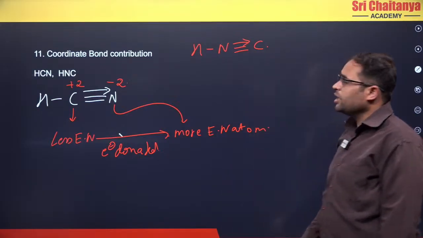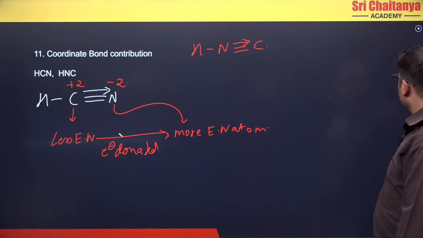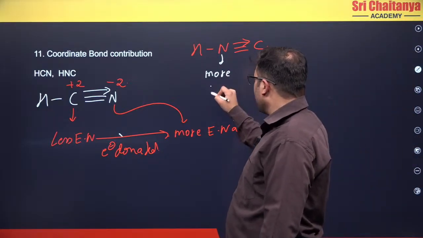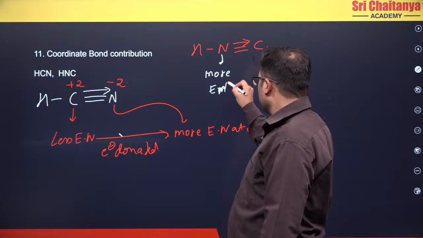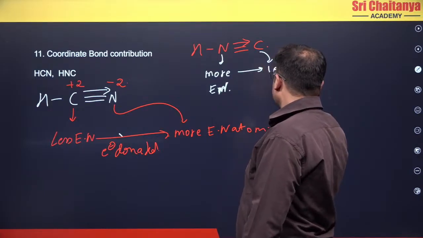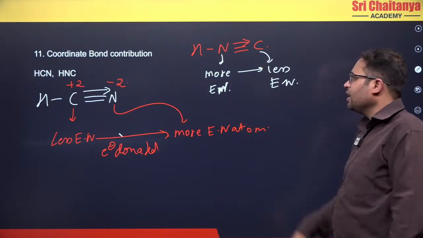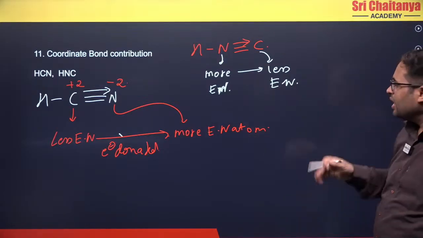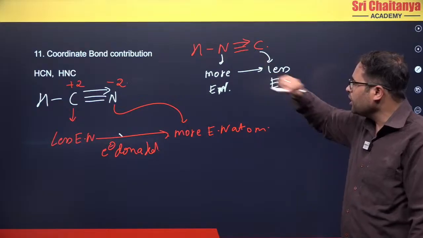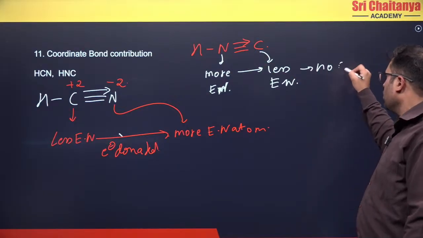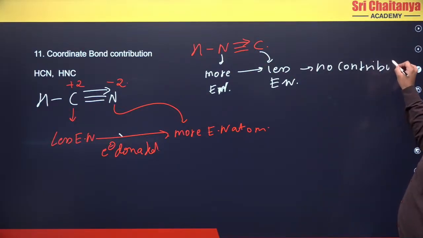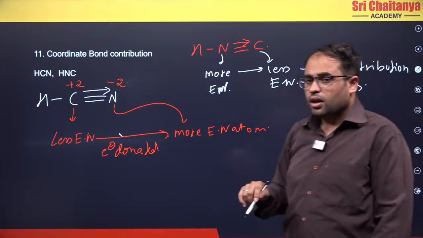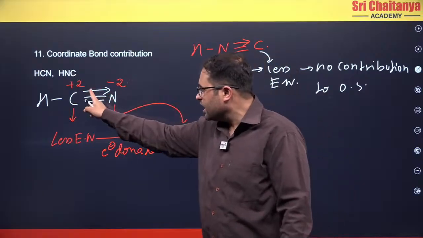Now, this is the coordinate bond. Now, the donation is happening from a more electronegative atom to a less electronegative atom. Then, forget about the bond. No need of thinking anything. Just forget about this bond. There is no contribution to oxidation state.